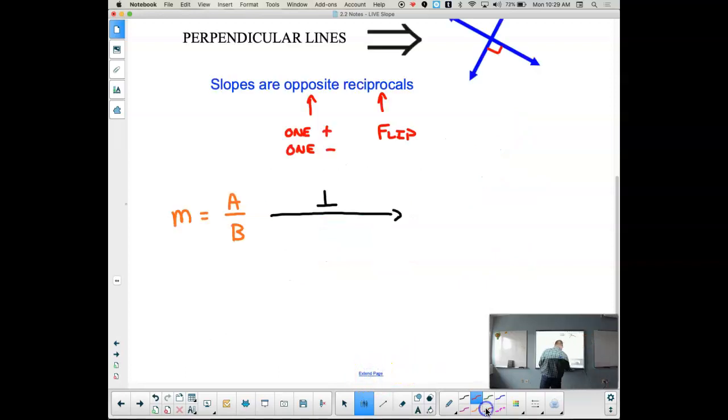So the reciprocal, or the opposite reciprocal then, would be negative B over A. Okay. Perpendicular. So parallel, same slopes. Perpendicular, opposite reciprocal slopes. Everything else is the neither case. So you can only be parallel, perpendicular, or neither.